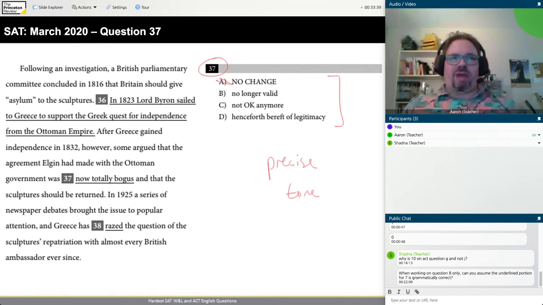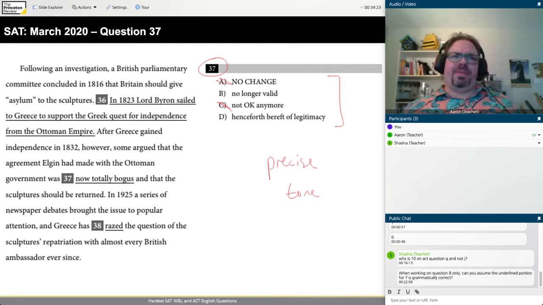No longer valid. Okay, sure. Kind of works. It's not weird tone-wise. The meaning's right. Not okay anymore. Kind of like no longer bogus. We don't want to say it's not okay anymore. And in fact, if we're talking about an agreement, saying an agreement was no longer valid is a bit more precise. Agreements are not something that's not okay anymore. Meaning-wise, perhaps even a little bit further, because we would say that an agreement is no longer valid. It's just not applicable, whatever. Saying it's not okay is a little bit weird. But either way, the tone, I think, is the best reason to eliminate.